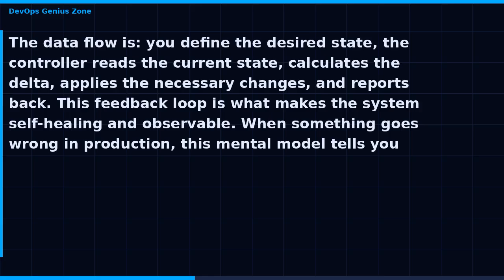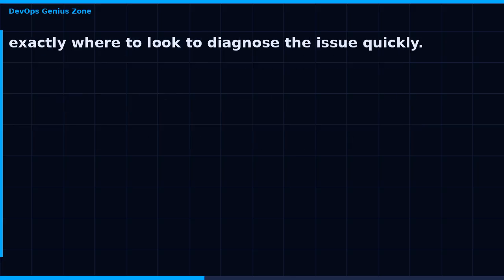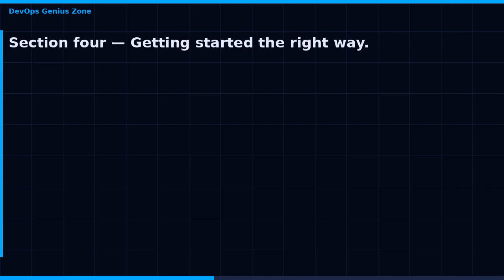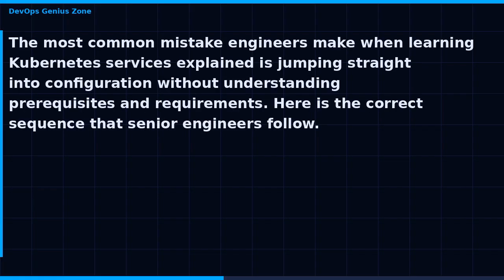Section 4: Getting started the right way. The most common mistake engineers make when learning Kubernetes Services Explained is jumping straight into configuration without understanding prerequisites and requirements. Here is the correct sequence that senior engineers follow. First, understand the problem before touching any tooling. What exactly are you trying to solve? What does success look like? What are your constraints around security, cost, and performance? 5 minutes of requirements thinking prevents 5 hours of rework.